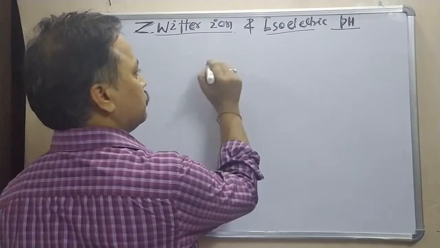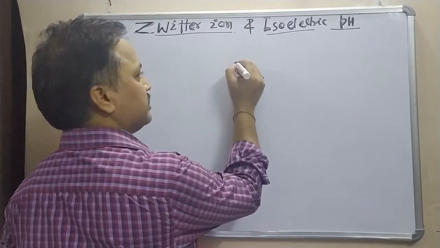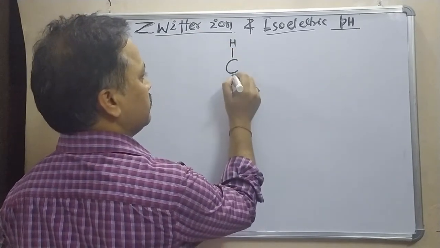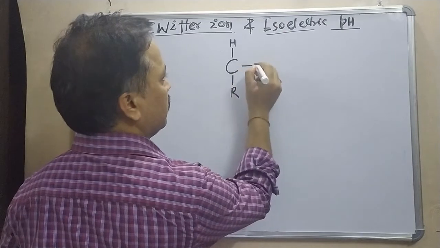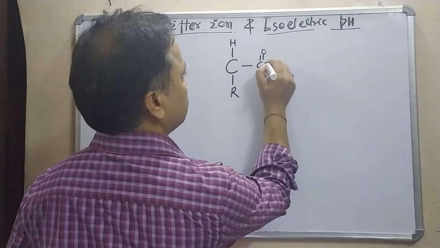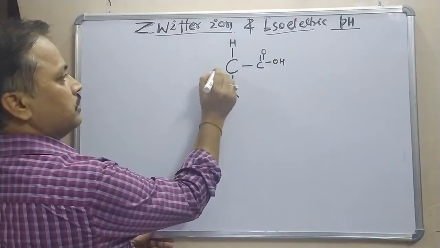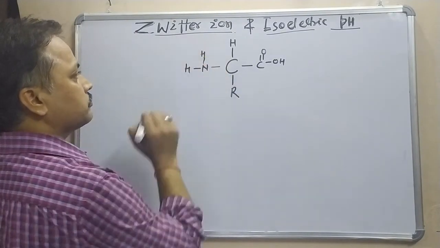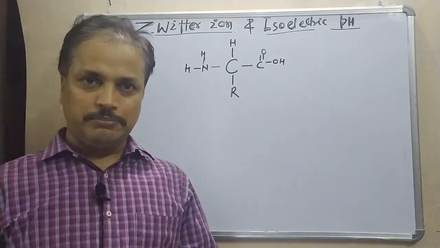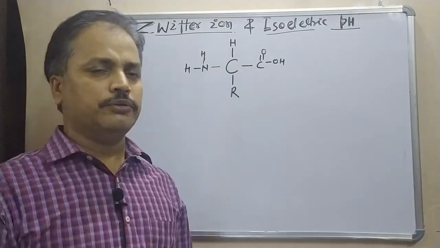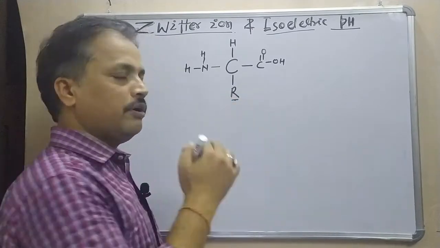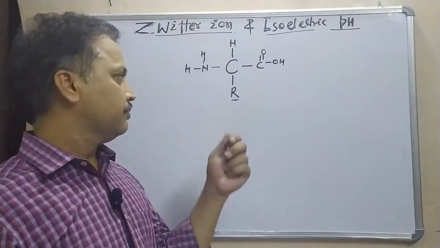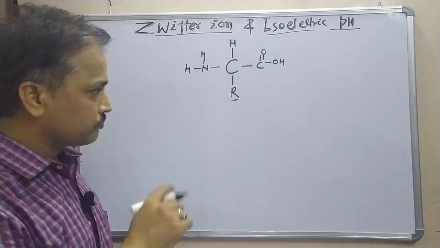As we know, the basic amino acid structure has a central carbon, and then it has a hydrogen, an R group, an acid group, and an amino group. This is the basic structure of any amino acid, where the R group varies in different amino acids. The simplest amino acid is glycine, where R is equal to H.